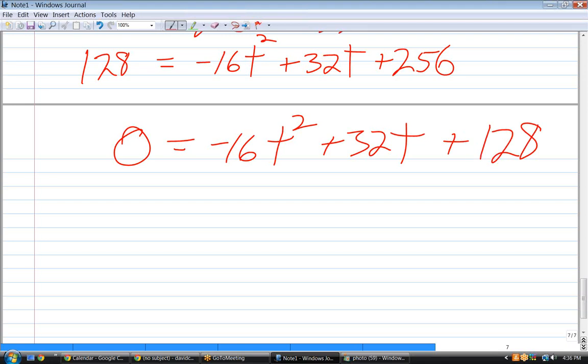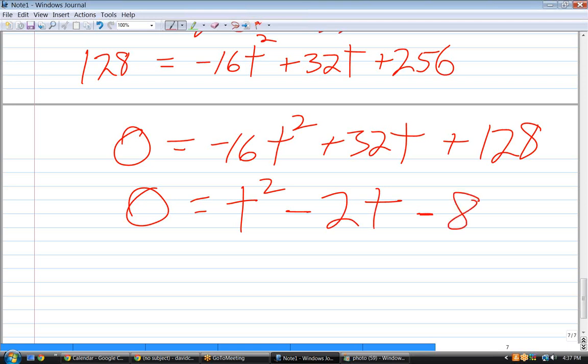Negative 16. Does that divide into 128 evenly? Yes, it does, 8 times. So we're going to divide everything by negative 16. The left side stays 0. This becomes t squared minus 2t, and this becomes minus 8. Now factor that.